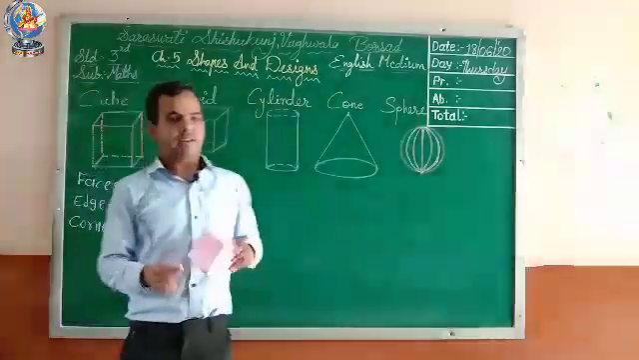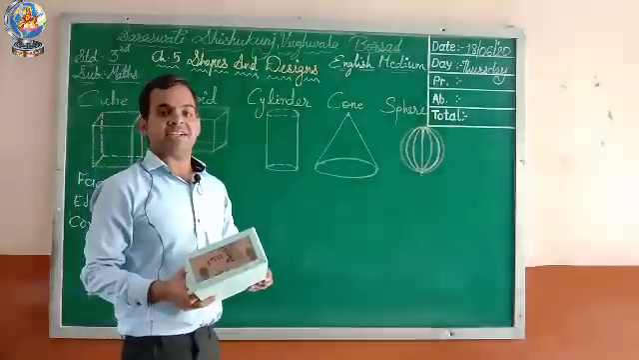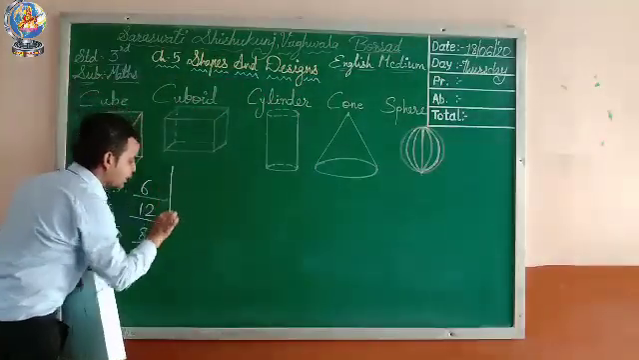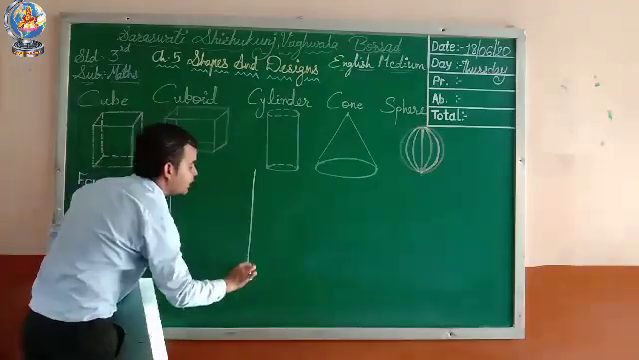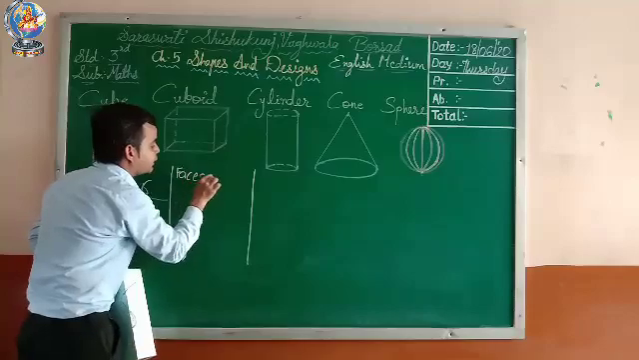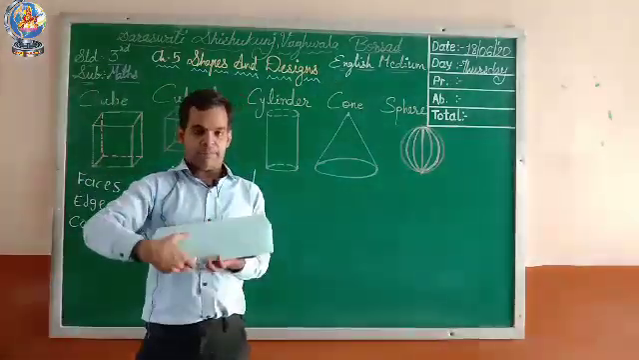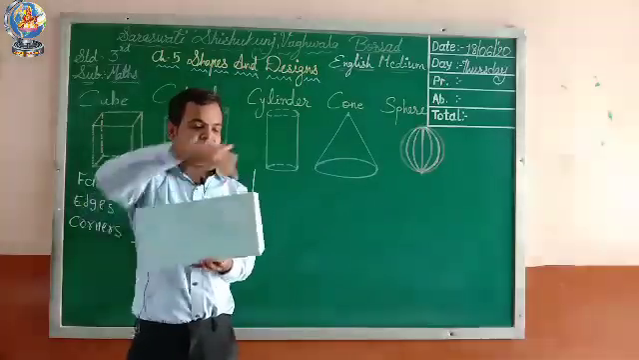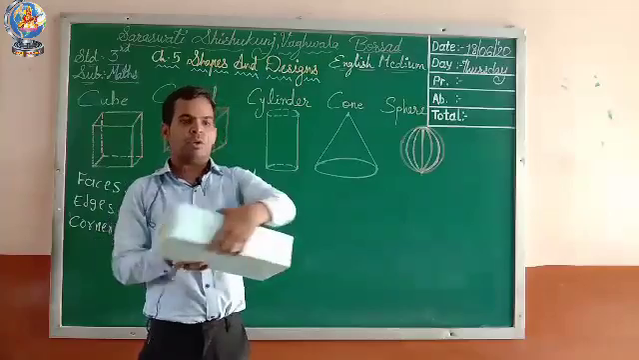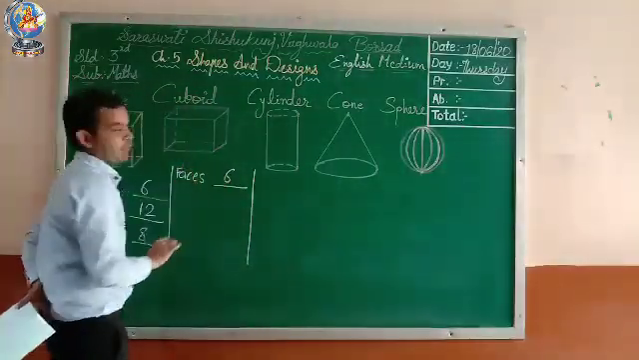Understood about that? Now let's discuss the cuboid shape. How many faces in the cuboid shape? Now here I will write the faces of the cuboid shape. So 1, 2, then 3, 4, 5 and 6. So a cuboid has 6 faces.